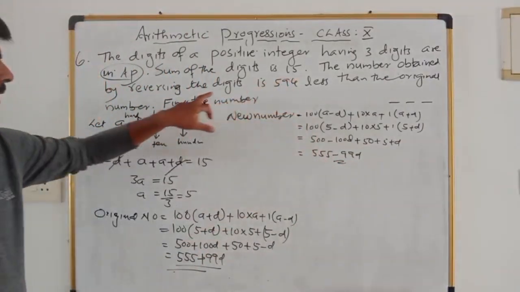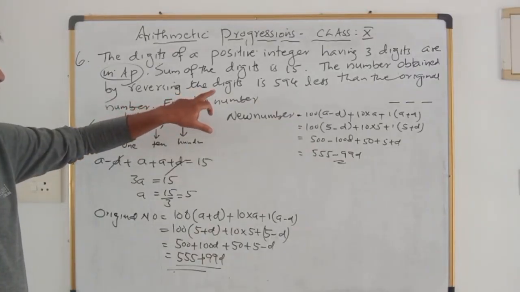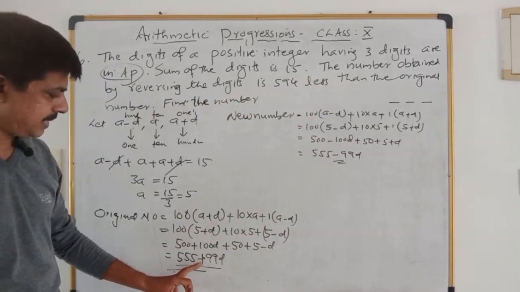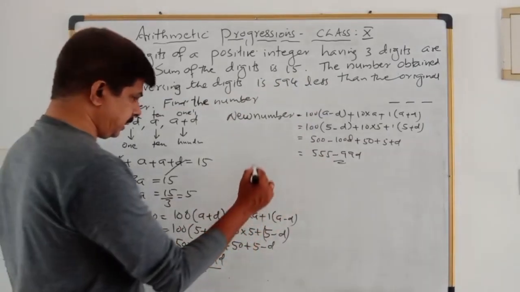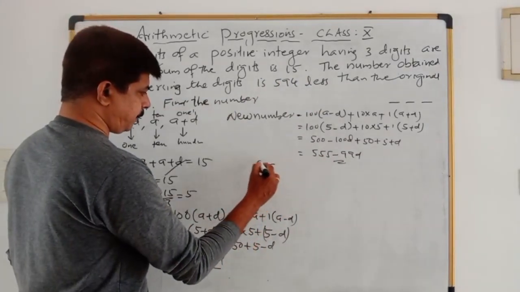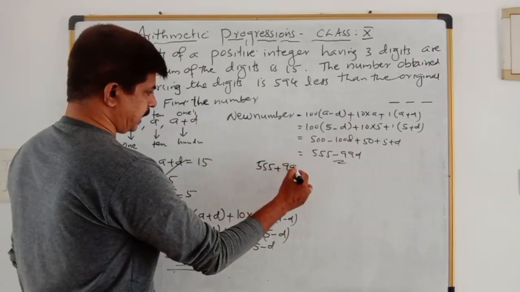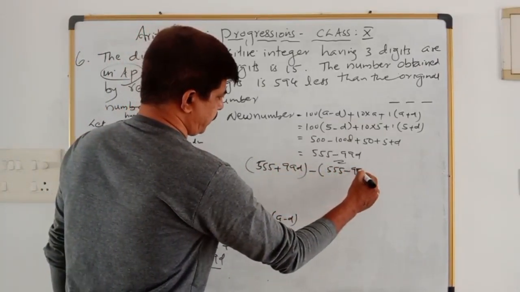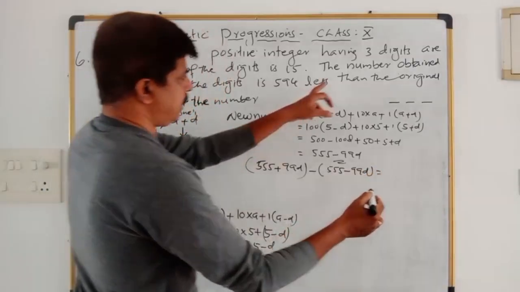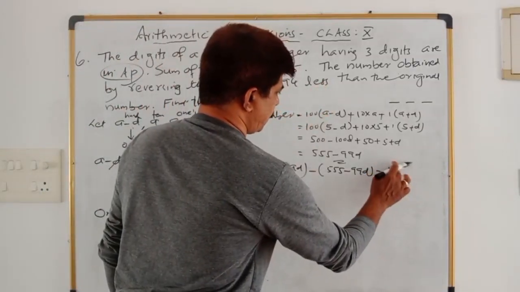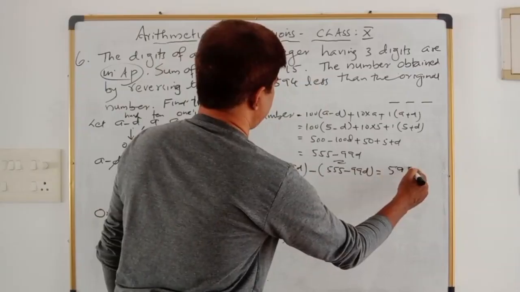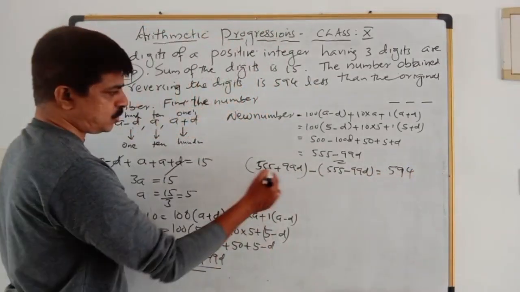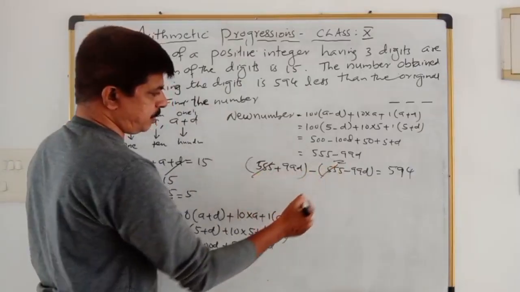According to the question, the new number is 594 less than the original number, so the original is greater. So we find the difference. 555 plus 99d minus (555 minus 99d) is equal to the difference, which is the greater number, the original number, minus the new number. The difference is given as 594. So when you open the bracket, this will cancel.